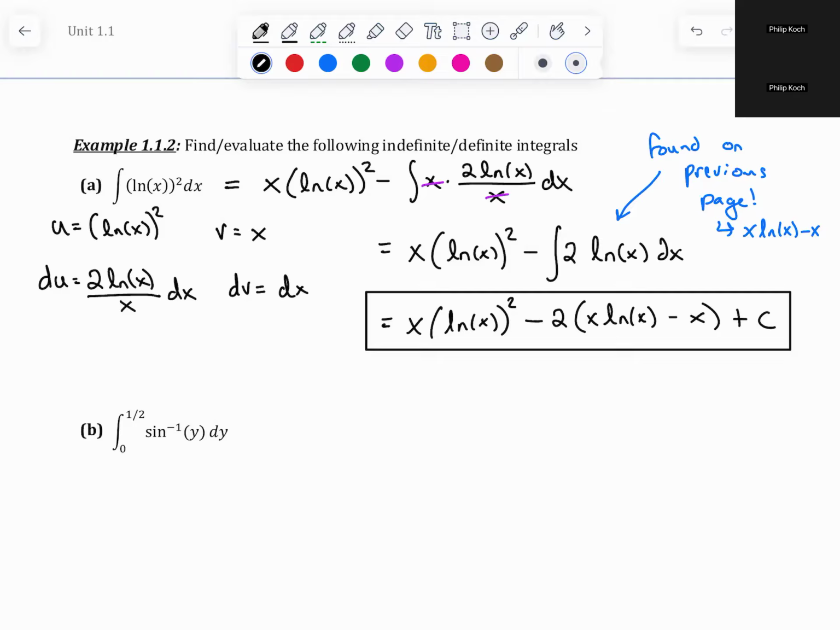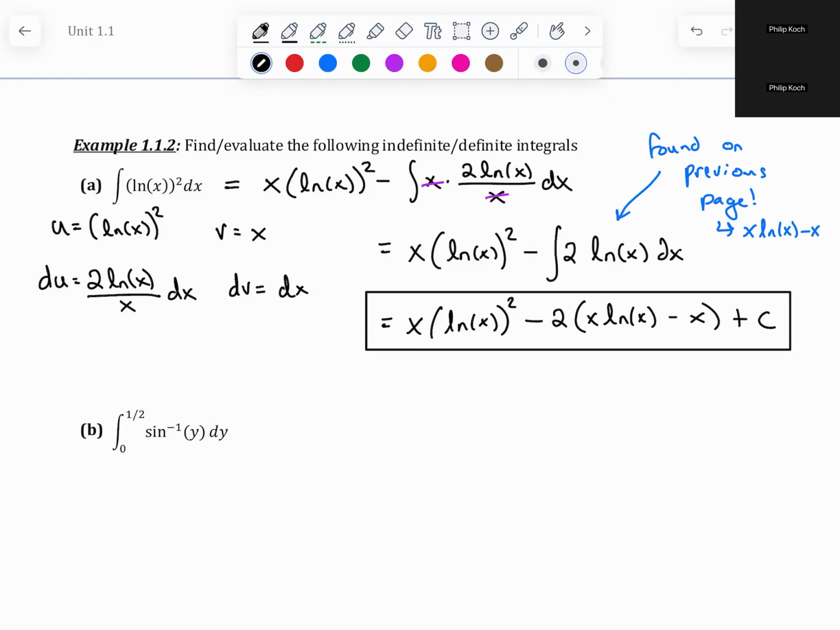So u will be equal to natural log of x quantity squared. The derivative of that by the chain rule: the outer function is the second power, so it goes 2 natural log of x to the first power times the derivative of natural log of x, which is 1 over x dx. You could write it as 2 ln x times 1 over x if you wanted to, but I am fine with this; it is going to make it easier to work with.